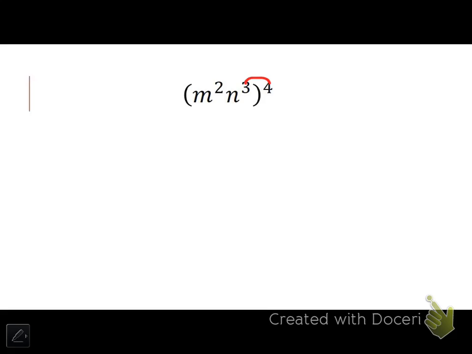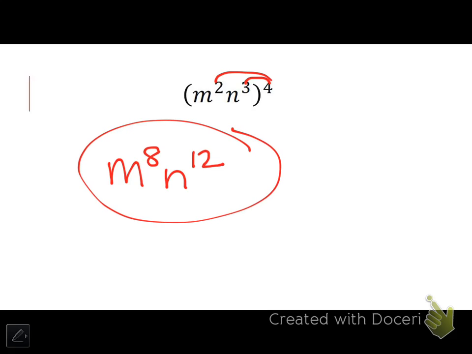Okay, we got to distribute this 4, and there's no ones that we have to add, so power to a power we multiply. So 2 times 4 is 8, 3 times 4 is 12, so there's my answer. Remember, power to a power, multiply.